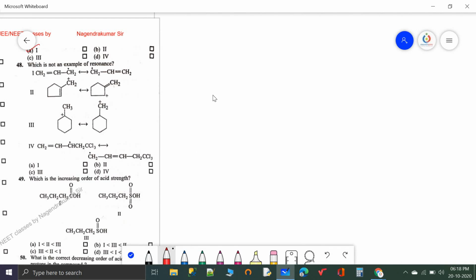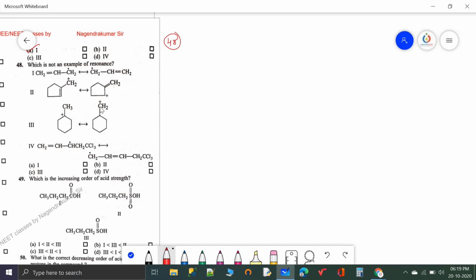Let us see the next question, 48. Which is not an example of resonance? See here, the double bond and free radical are separated by a single bond, so homolytic cleavage of this double bond shifting this side gives this molecule. So it is a resonance. Here also, the positive charge and double bond are separated by a single bond, so that shifting is possible towards the positive charge, giving this molecule. Here also resonance is possible.